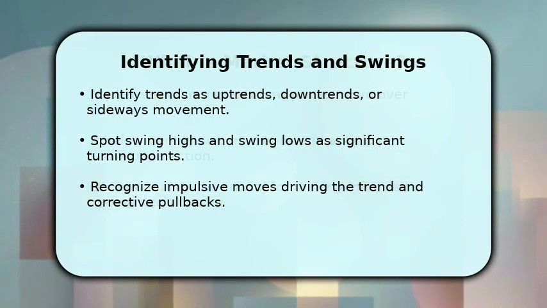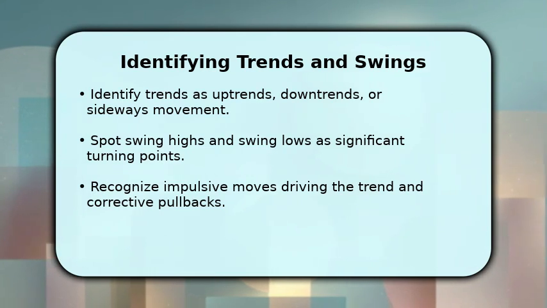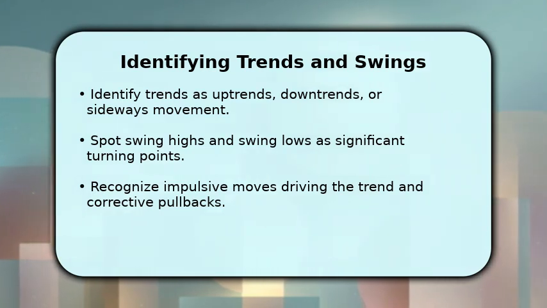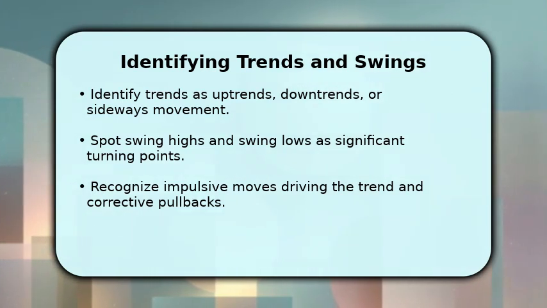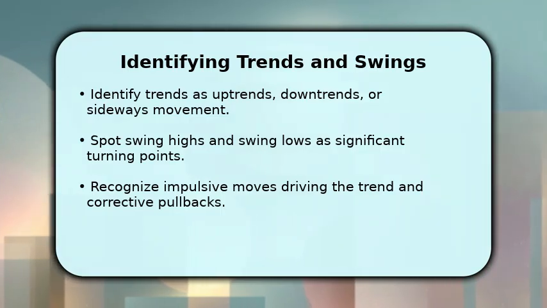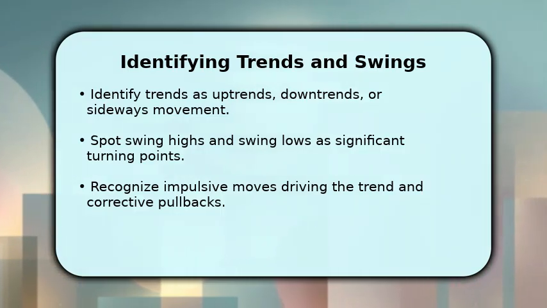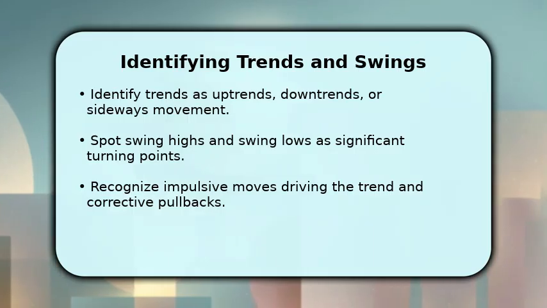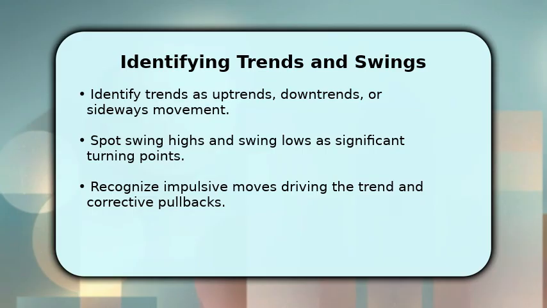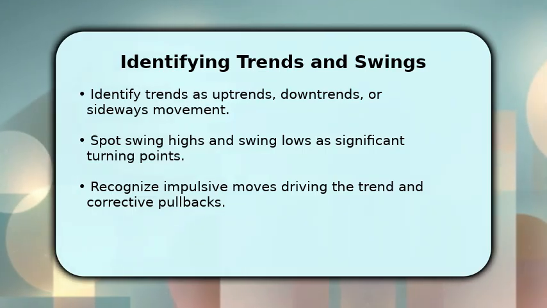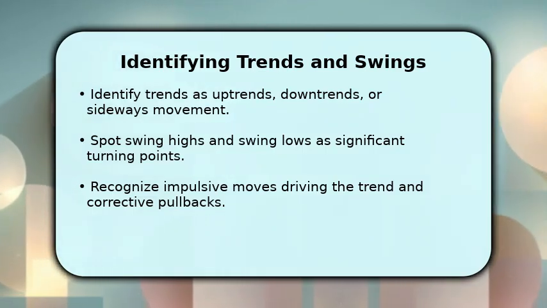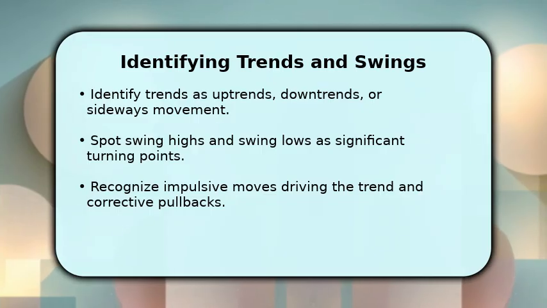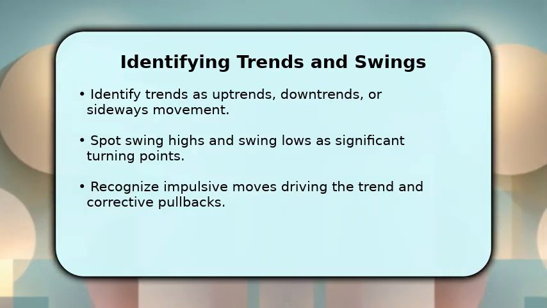Next, we identify the market's trend direction. Price can move in an uptrend, making higher highs and higher lows, or a downtrend, forming lower highs and lower lows. Sideways movement indicates accumulation or distribution. Look for swing highs and swing lows. These are key turning points. Price action unfolds in impulsive moves, which drive the trend, and pullbacks, which are temporary corrections.